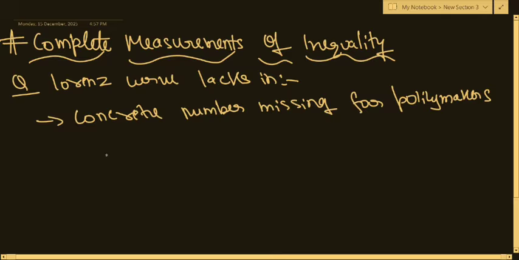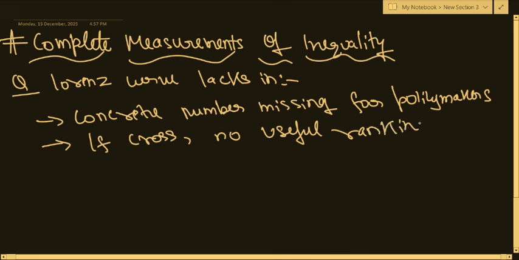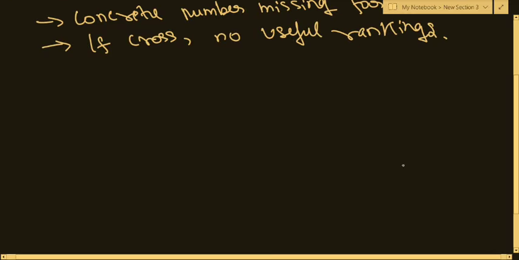Just give your readings a quick read, and then you can switch to this one short video, so things would be falling into place for you all. Okay, so if Lorenz curves also cross, no useful rankings can be made about the income distribution that we saw earlier. Okay, now let's move to the complete measures.